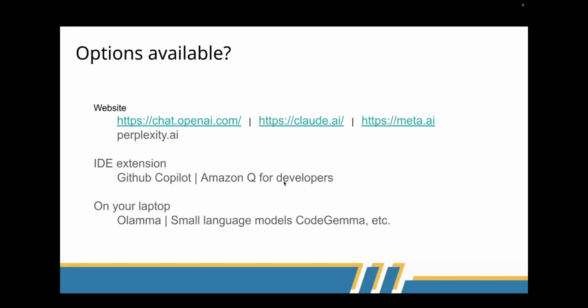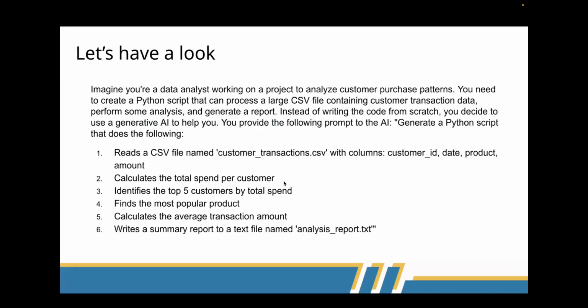In your IDE, whatever you are using, VS Code or any other tool which you use for development, you can simply integrate plugins there for GitHub Copilot or Amazon Q for developers. If you don't want anything to connect to the internet, there is a software called Ollama, which you can install. Of course, your machine should be at least 16 GB with an integrated graphics card to make it work. And then there are models which you can deploy. If you spend maybe just 15 minutes on this, you will be able to get these things running on your laptop. Okay.